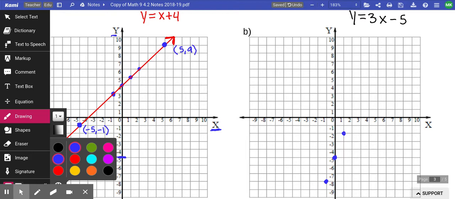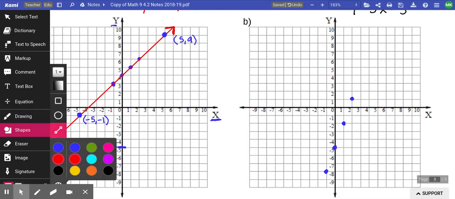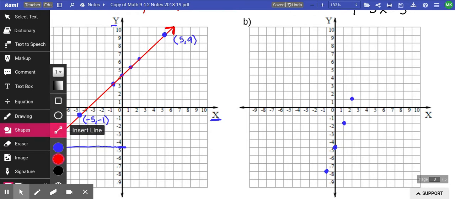Did we do 4 on that one? We did, didn't we? We did those. You should get 4 plots, which again makes a nice straight line. One, 2, 3 over 2, 3, 4, 1, 2, 3. Should look like this.